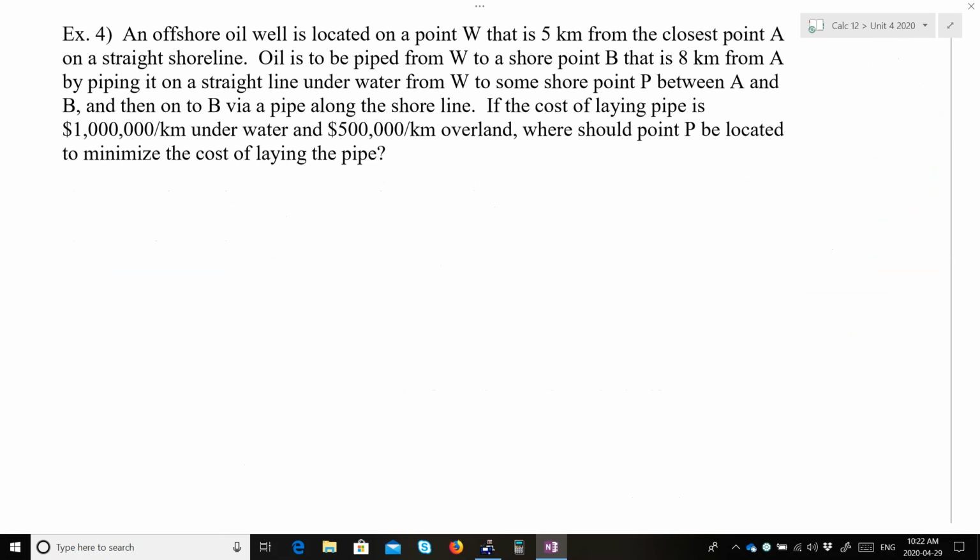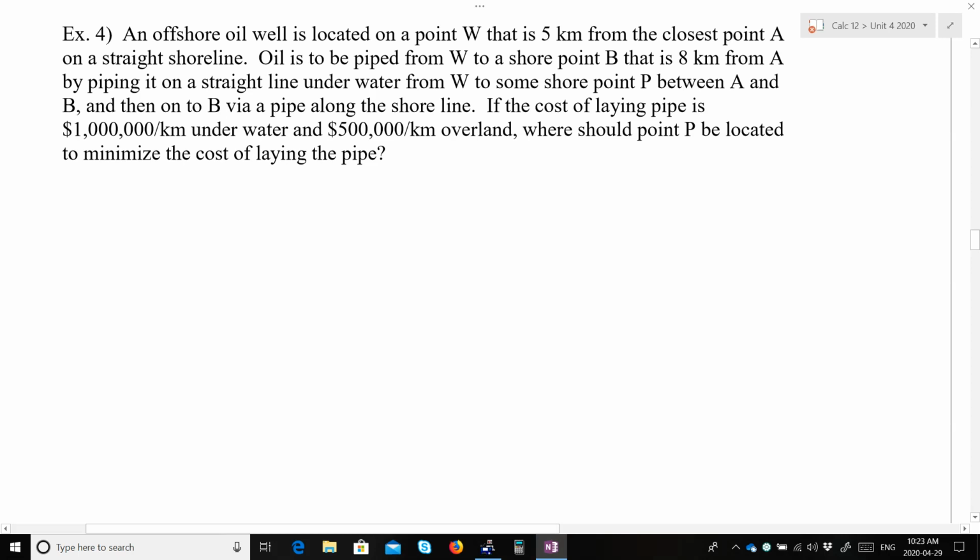An offshore oil well is located at a point W that is 5 kilometers from the closest point A on a straight shoreline. Oil is to be piped from W to a shore point B that is 8 kilometers from A by piping it on a straight line underwater from W to some shore point P between A and B, and then on to B via a pipe along the shoreline.